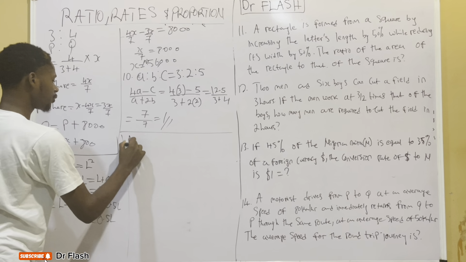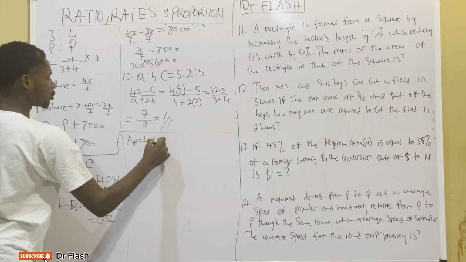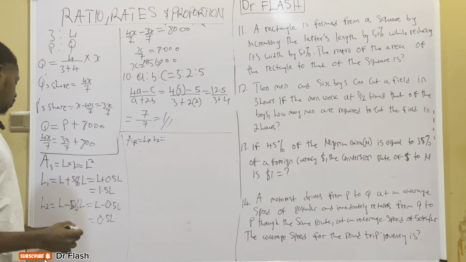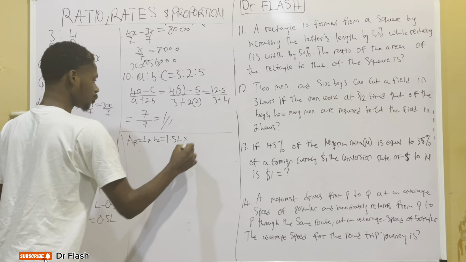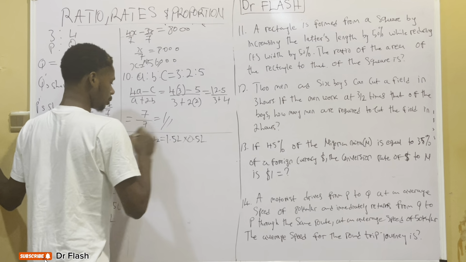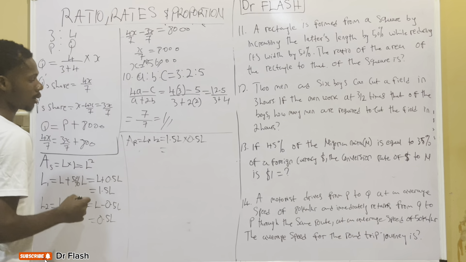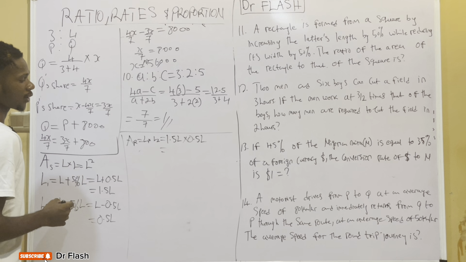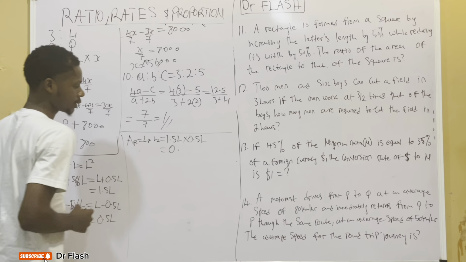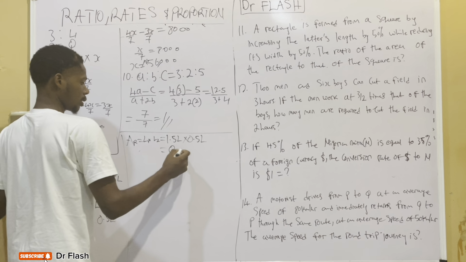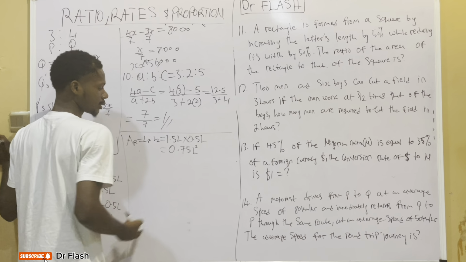So the area of the rectangle will be equal to L1 times L2. Now L1 is 1.5 L, so you have 1.5 L times L2 is 0.5 L. And that will be equal to, now 1.5 times 0.5, that should give you 0.75 L squared. L times L is L squared.